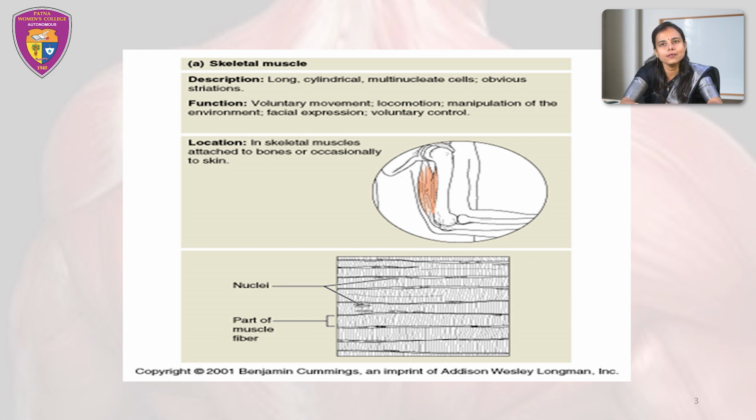Striations are prominently visible because of the presence of alternate light and dark bands. Skeletal muscle is voluntary in nature, which means it is under our control. It is responsible for rapid contractions. They are attached by tendons to the bones or occasionally to the skin.